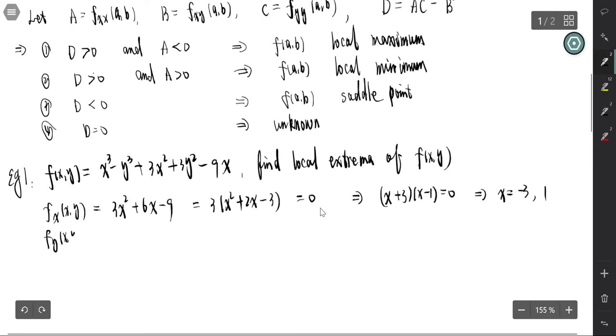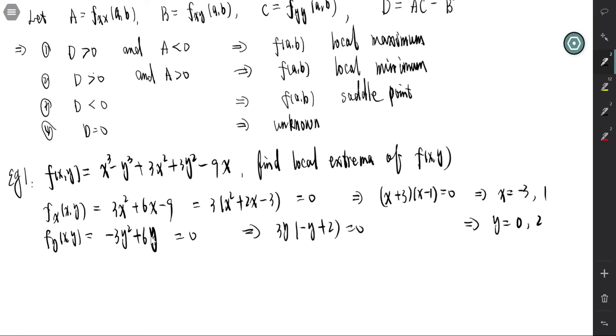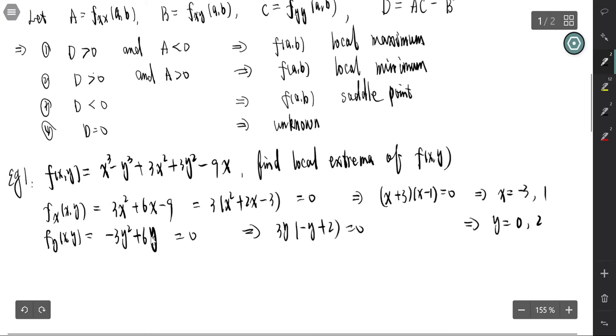So we got x equals negative 3 and 1. f_y equals negative 3y squared plus 6y. If we let this equal 0, we got 3y times (negative y plus 2) equals 0. Then we got y equals 0 and 2. So there are two values for x and two values for y, so there are four critical points.